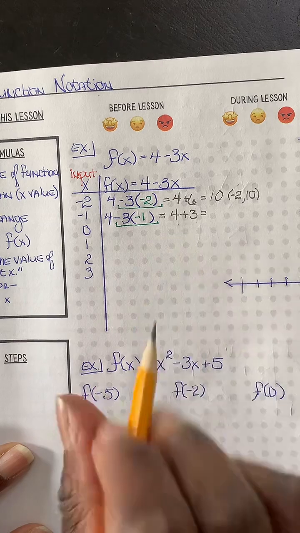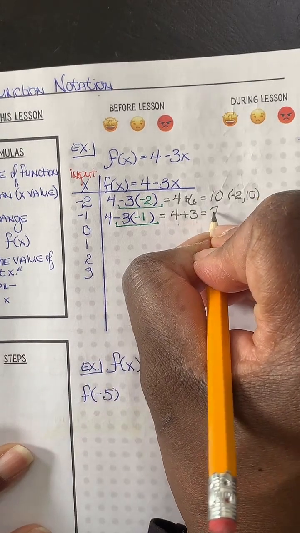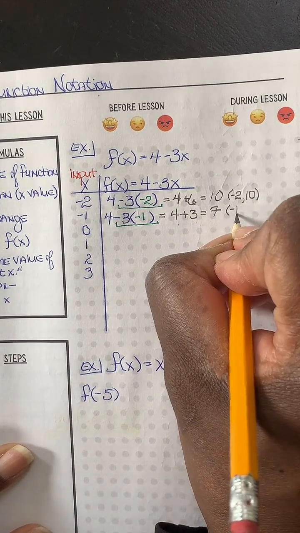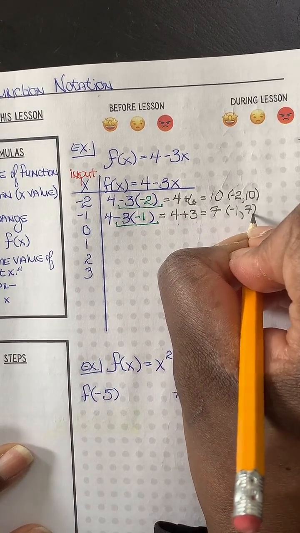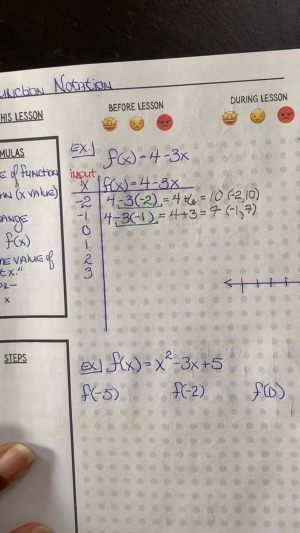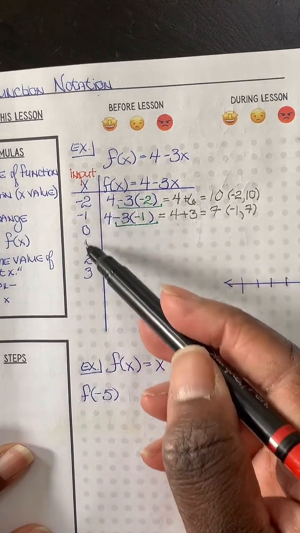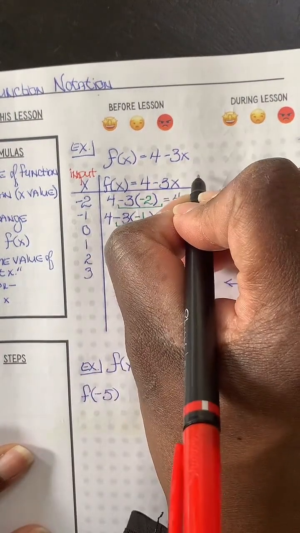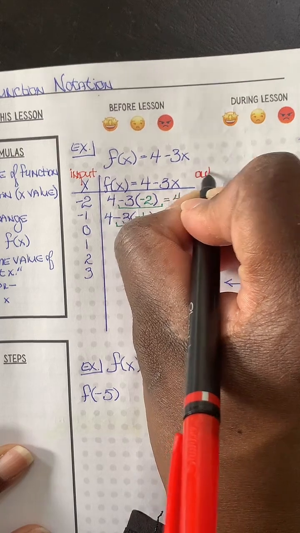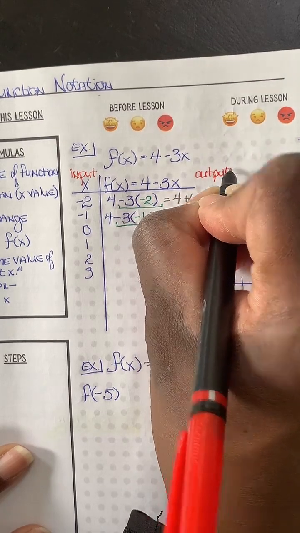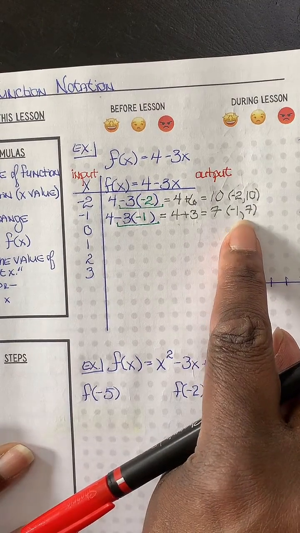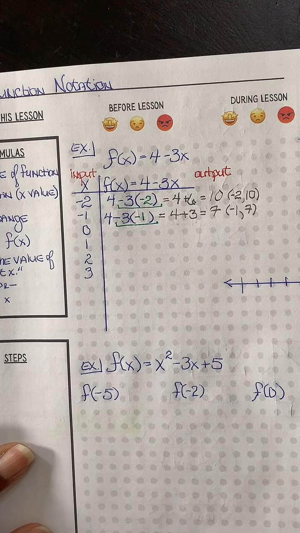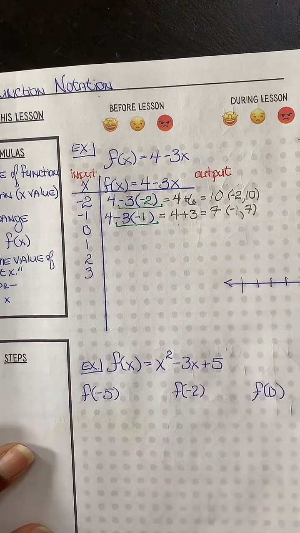And 4 plus 3, that gives me 7. So the ordered pair here is -1, 7. Okay, so again, the x values are going to be your input, and your result is going to be your output. And all you're basically doing is finding ordered pairs that you can either graph, or you can just say, all right, whatever the situation is.